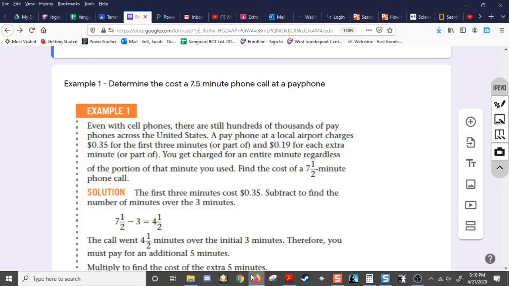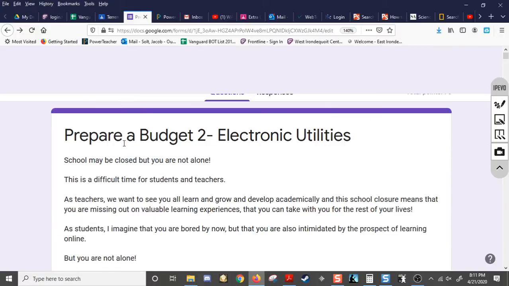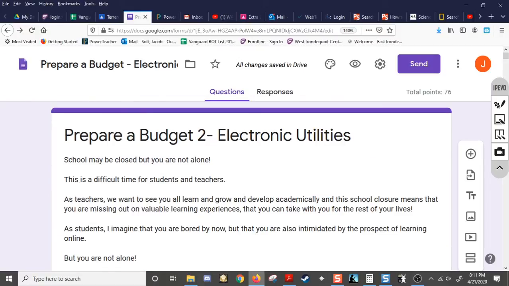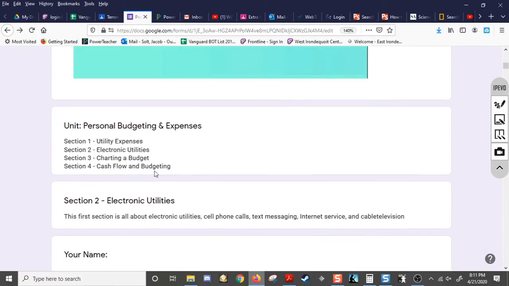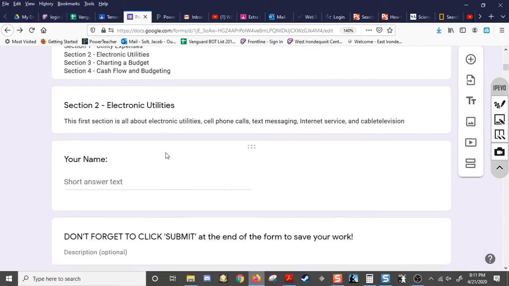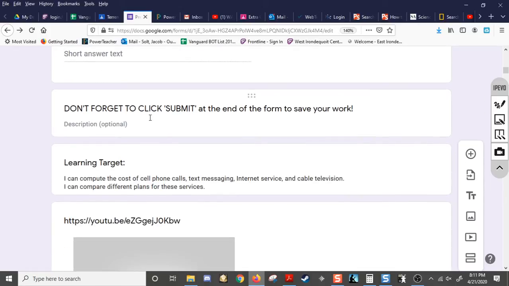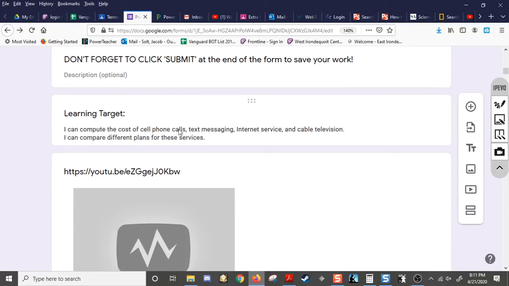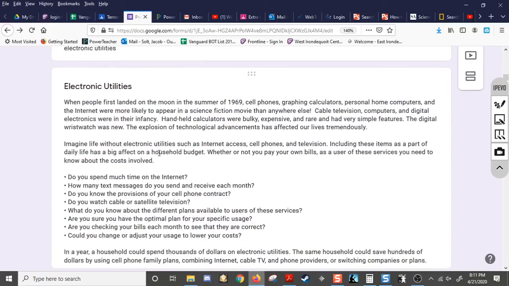Hello, and we have example one here. This is part two of the preparing a budget unit. So this is Prepare a Budget 2, electronic utilities. You came in here. This is the unit plan, this is what we're going to talk about. You put your name in here already, and you are going to always click submit. There are your learning targets. This will eventually become a video of me introducing this topic.